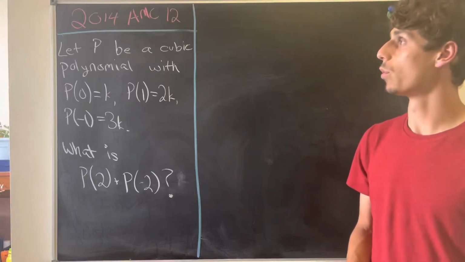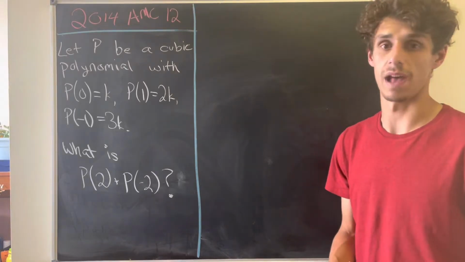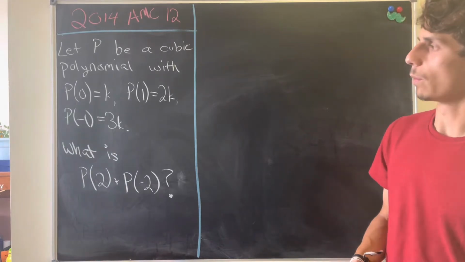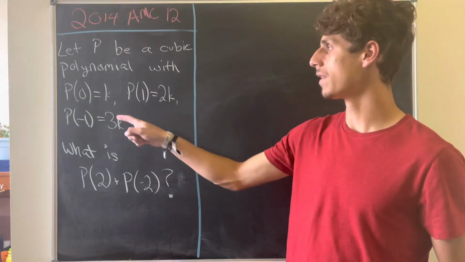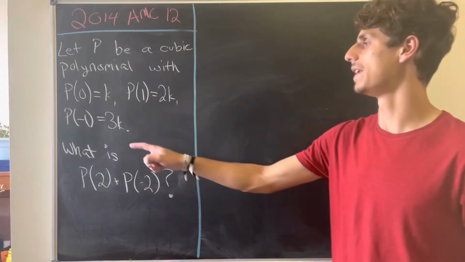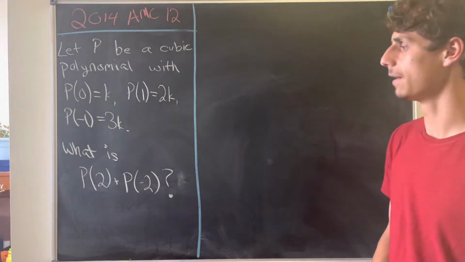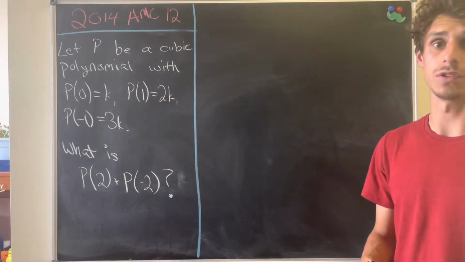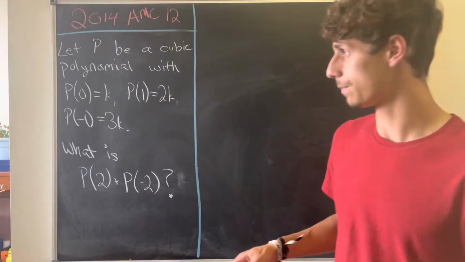Here I have a problem from the 2014 AMC 12 math competition, and it tells us that p is a cubic polynomial where p of 0 is k, p of 1 is 2k, and p of negative 1 is 3k. And it asks us to find p of 2 plus p of negative 2. So let's jump into the solution.